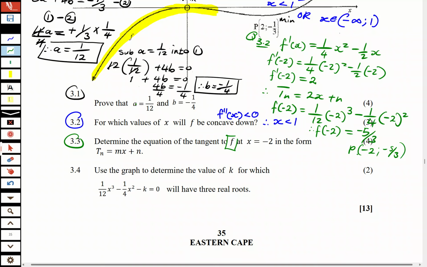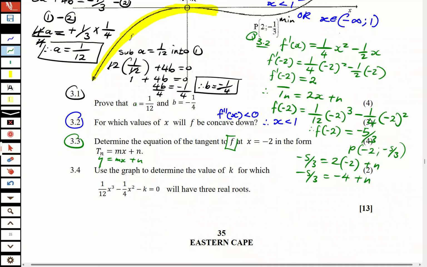So now we can use this point to find the value of n. Remember, Tn is the same as y is equal to mx plus n. So your y is negative 5 all over 3, into your m, which is 2, and your x, negative 2, and then plus n. So this will give us negative 5 all over 3 equal to negative 4 plus n.